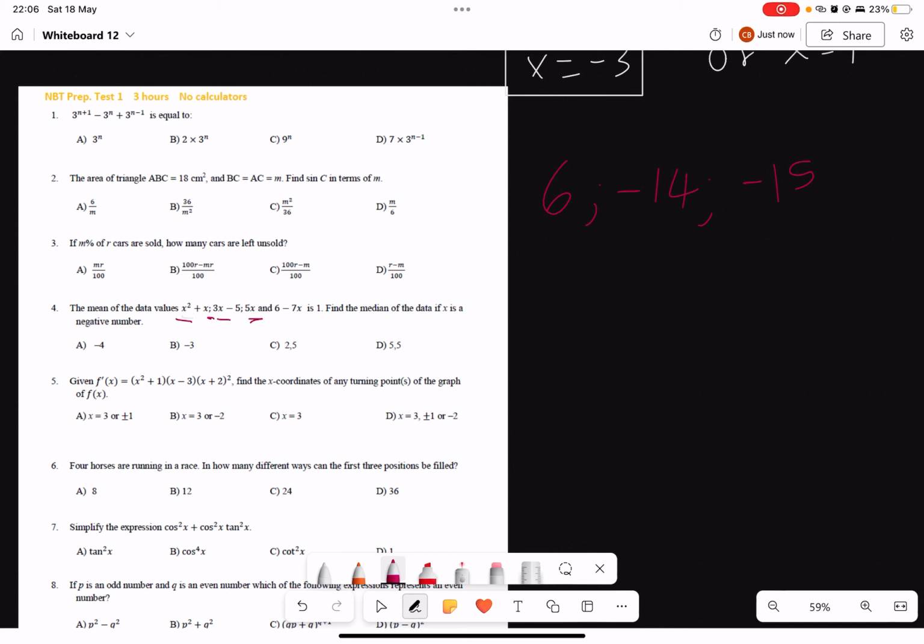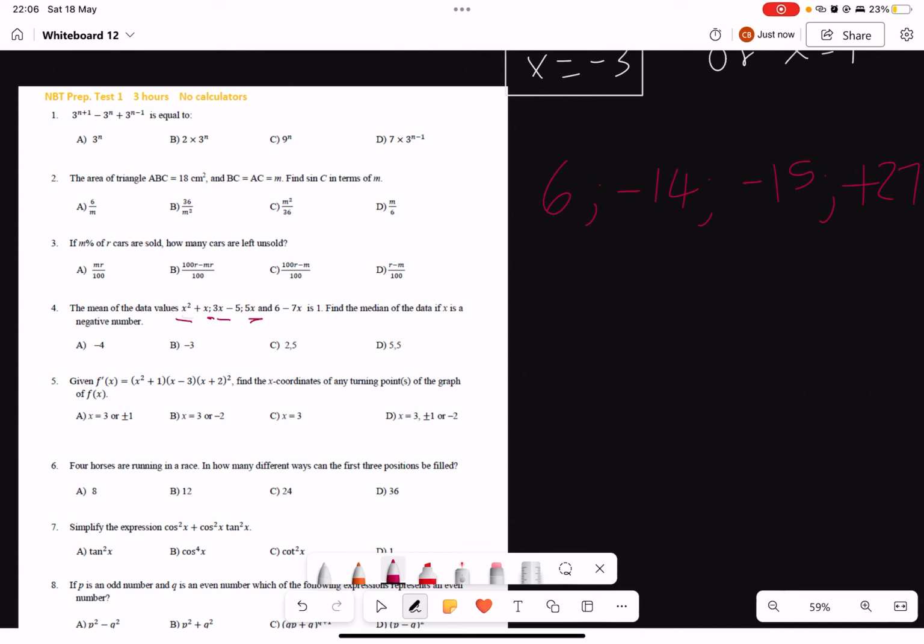And then there we're going to have 6 minus 7 times negative 3. So negative 7 times negative 3 is positive 21, plus 6, you get 27, right? So plus 27, you get a positive 27. All right, perfect.